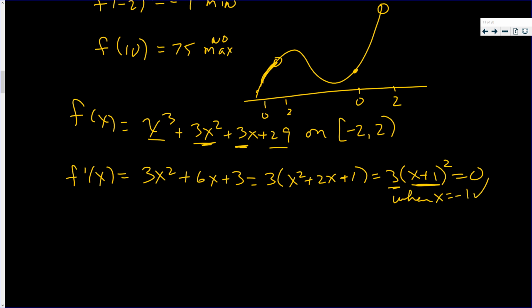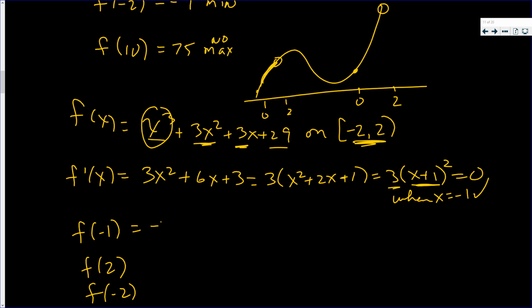This time we keep it. So now we want to find f of the critical values. We keep it because it's in here. And we want to check f of 2 and f of -2. Well, f of -1, you plug in -1, you get -1. You plug in -1, you get 3. You plug in -1, you get -3.